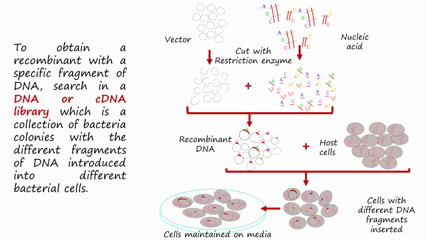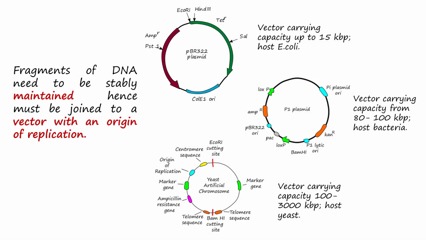So it may first be necessary to create a DNA or cDNA library, which is a collection of host cells with different fragments of DNA inserted, then isolate the host cell with the fragment of interest from this collection of host cells. Libraries, once created, can remain as permanent reference sources. For the fragment of interest to be copied and maintained, the fragment must be joined to a vector with an origin of replication. Examples of vectors are plasmids, bacteriophage DNA, or yeast artificial chromosomes.